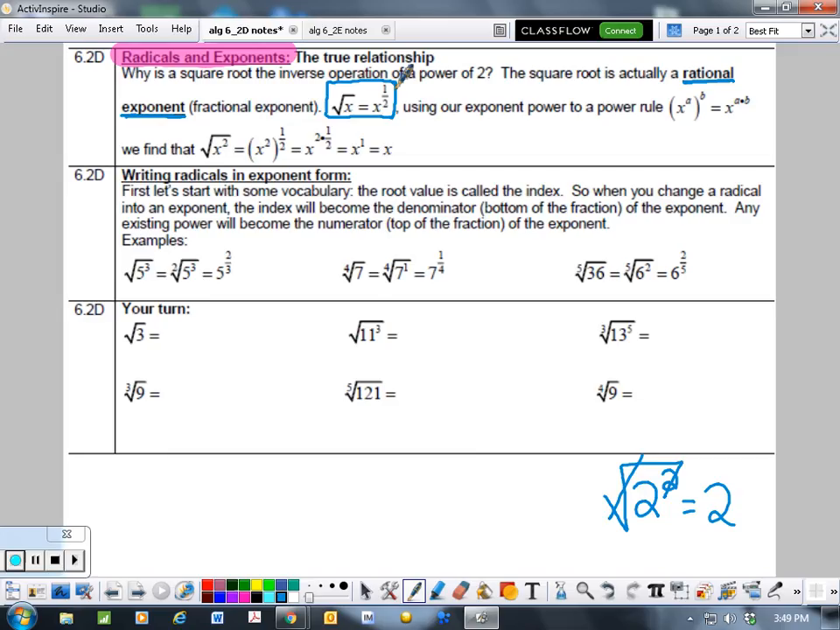And so when we use our power to a power rule, that anything to a power raised to another power, we multiply those exponents, we find that the square root of x squared is really x squared to the 1/2 power, because that square root turned into that 1/2 power, because they're really the same thing. So then when we use that power to a power, I'm going to multiply these exponents, so 2 times 1/2 is really the number 1.